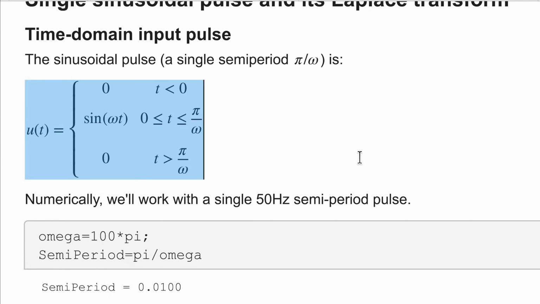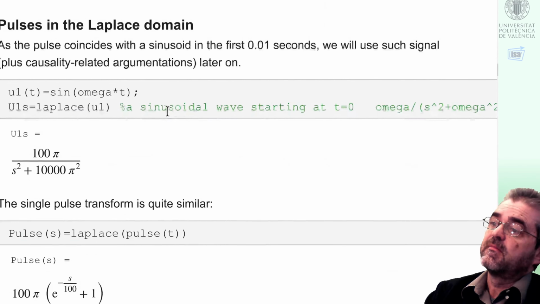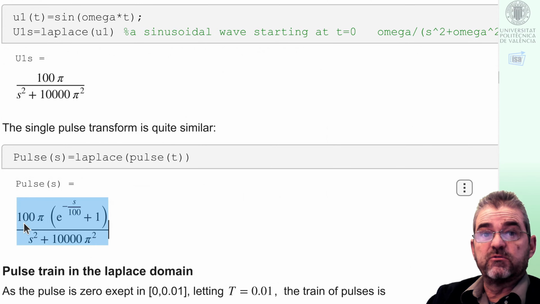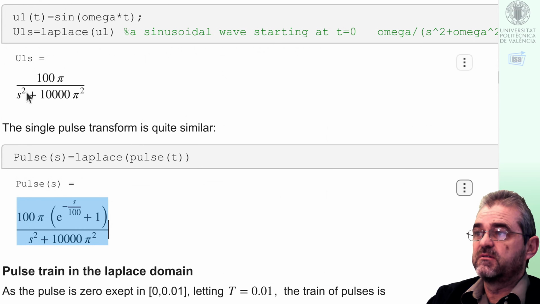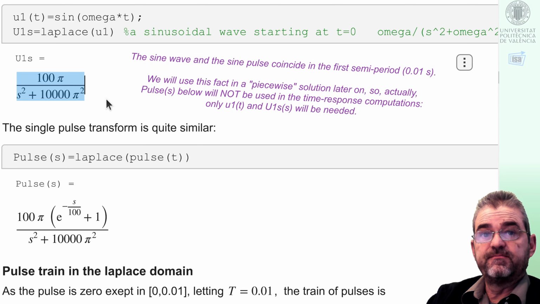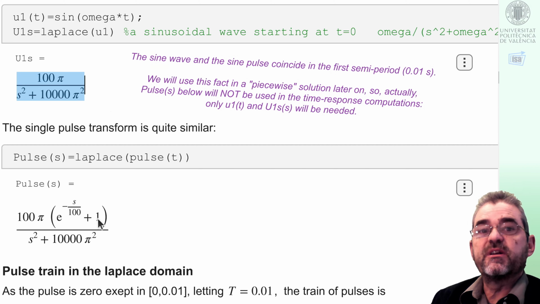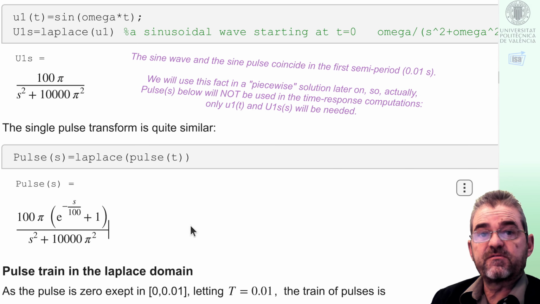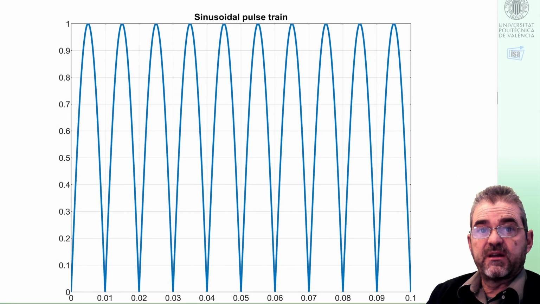A single sine pulse has this time expression. Here we have the single sinusoidal pulse, and MATLAB knows how to compute its Laplace transform. It's somehow similar to the Laplace transform of the whole sinusoidal starting at t equals 0 and lasting forever. It has some delay-related terms in the numerator. Let us first consider how to compute the Laplace transform of the pulse train we are watching now.